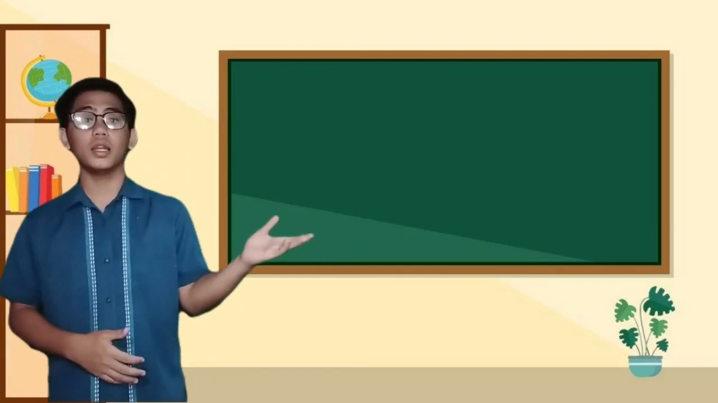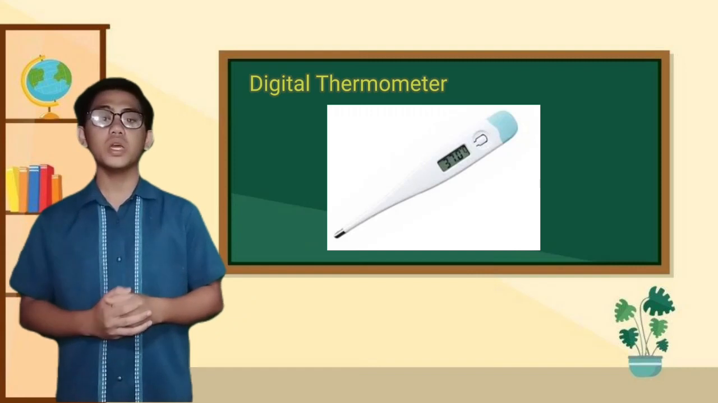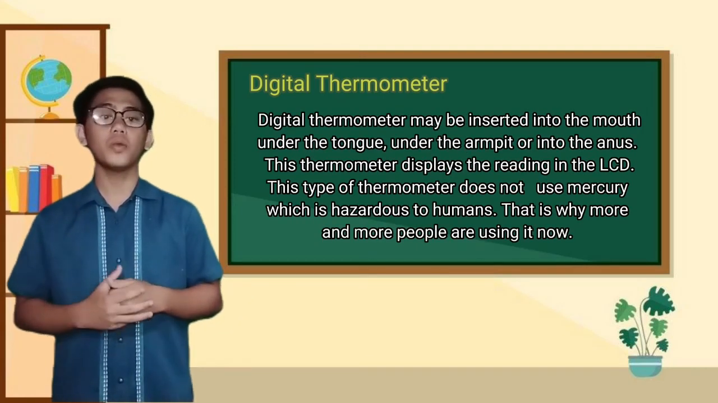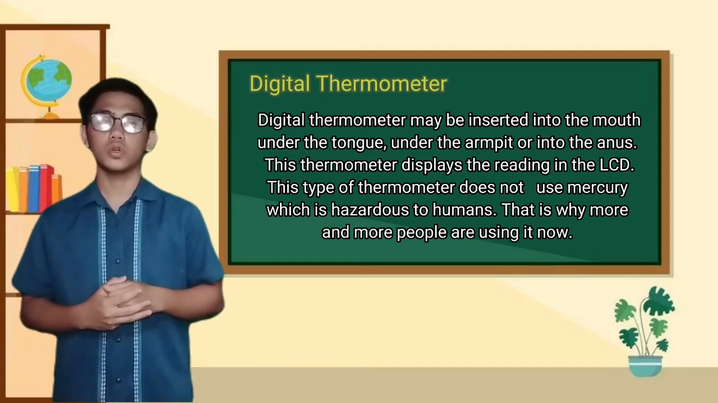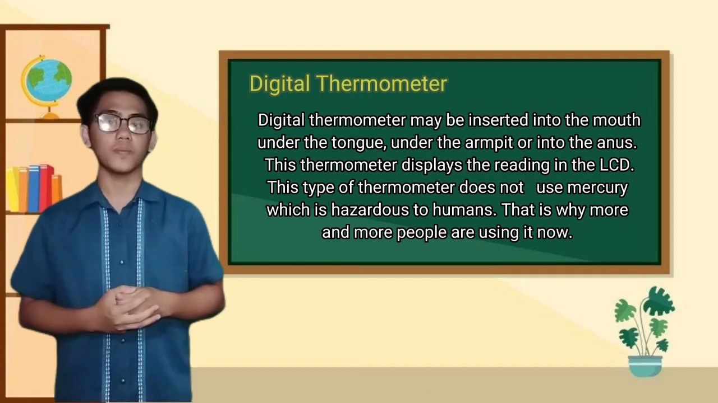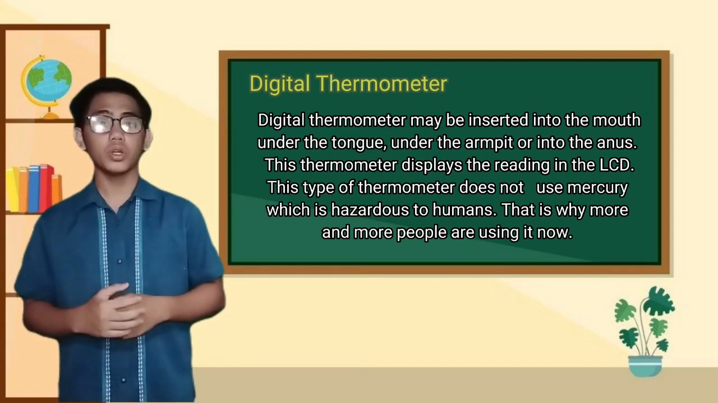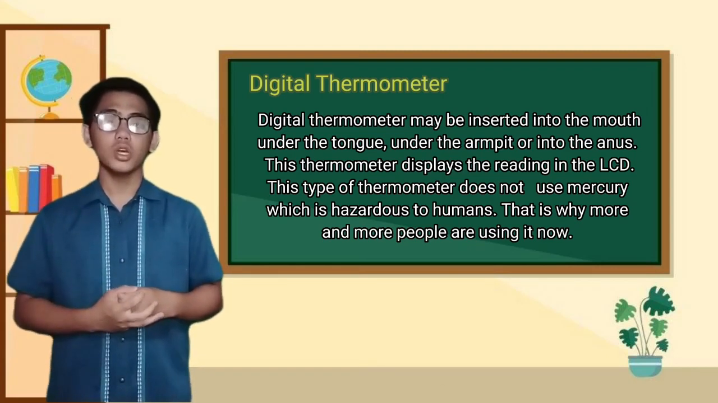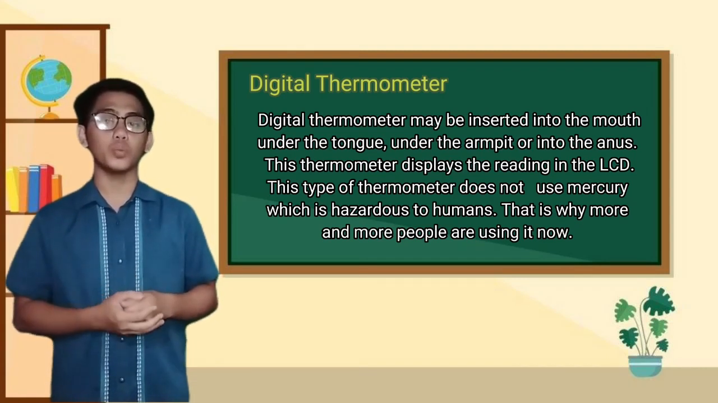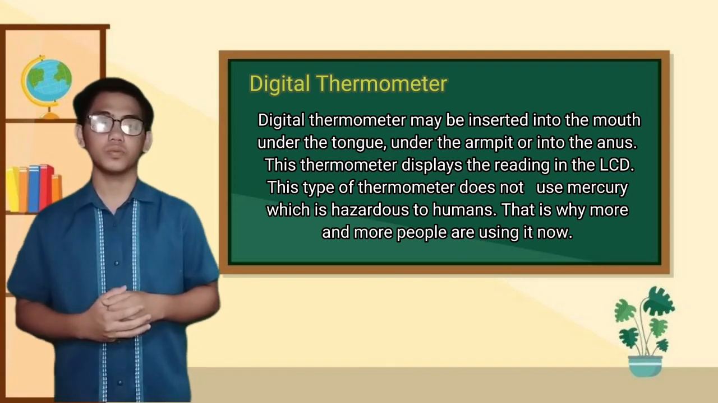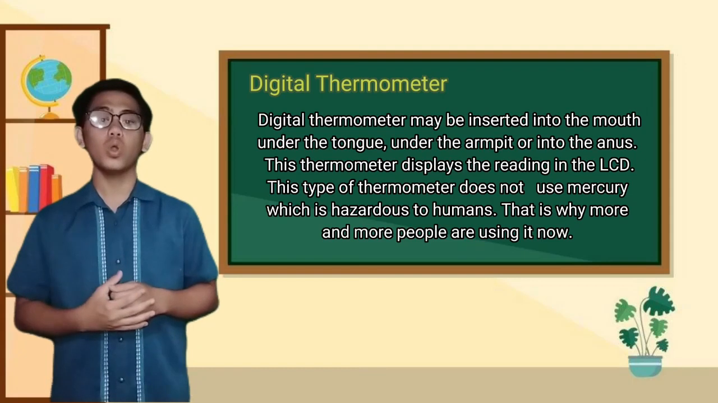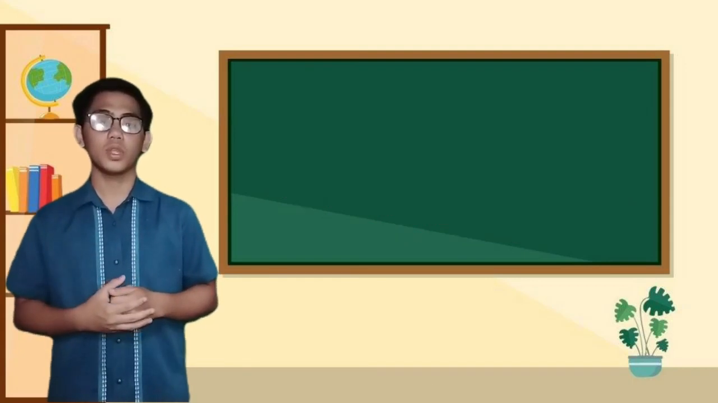Next is digital thermometer. It may be inserted into the mouth, under the tongue, under the armpit, or into the anus. So this thermometer displays the reading in the LCD. This type of thermometer does not use mercury, which is hazardous to humans. That is why more and more people are using it now. Also, using this thermometer is simple, quick, and effective.